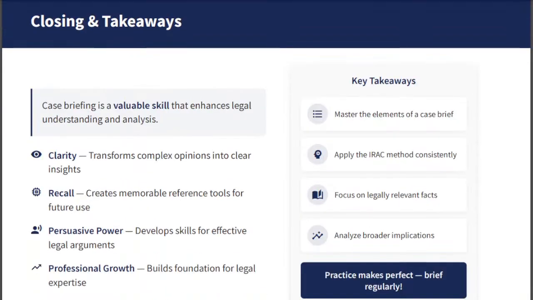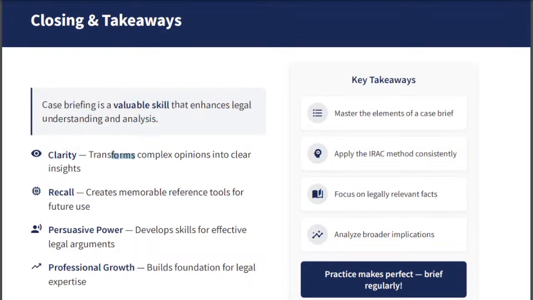All right, that takes us to the closing and takeaways. Case briefing is a valuable skill that enhances legal understanding and analysis. It provides clarity. It transforms complex opinions into clear insights. It allows better recall, creates memorable reference tools for future use. It gives persuasive power. It develops skills for effective legal arguments. And helps with professional growth. It builds a foundation for legal expertise.